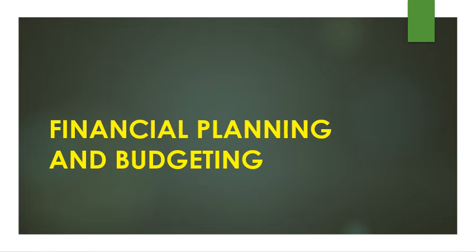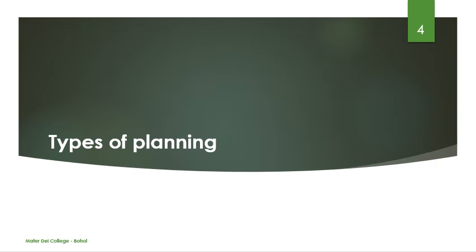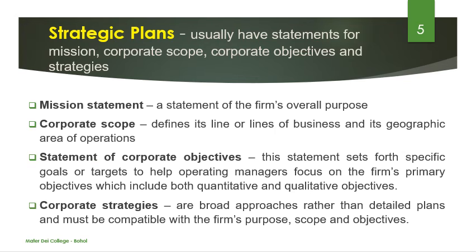For our lesson for today, we will be talking about financial planning and budgeting. First, we will talk about financial planning. There are several types of planning, but we will discuss the basic three types. First, we have the strategic plans. Strategic plans are usually for long-range plans. They have the statements for the mission, corporate scope, corporate objectives, and strategies.